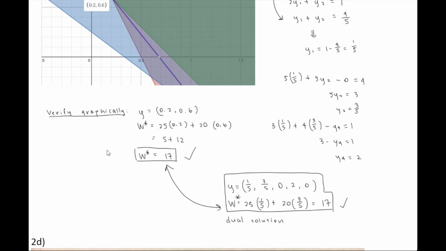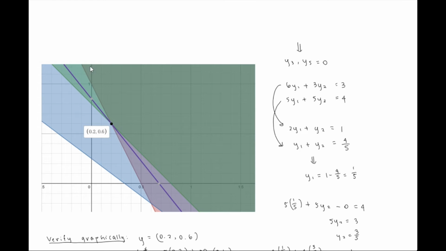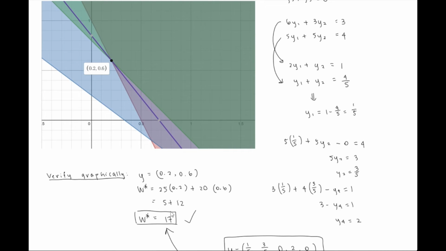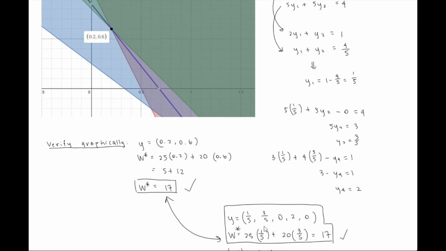And again, verifying this graphically, here I've plotted these 3 lines, which are the dual constraints, and this purple line is actually the dual objective function isocline. So we see that this isocline actually overlaps the feasible region of the dual problem exactly right here at this point, 0.2, 0.6, which corresponds to our solution right here. So we've also verified graphically that this is indeed the optimal solution for the dual problem.